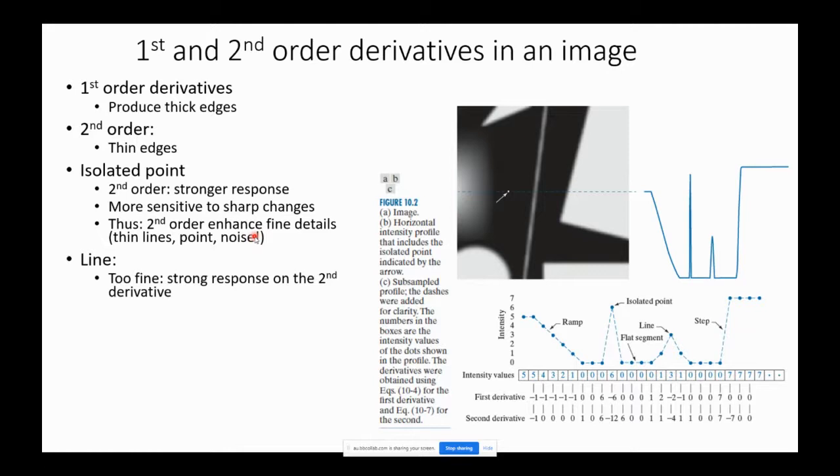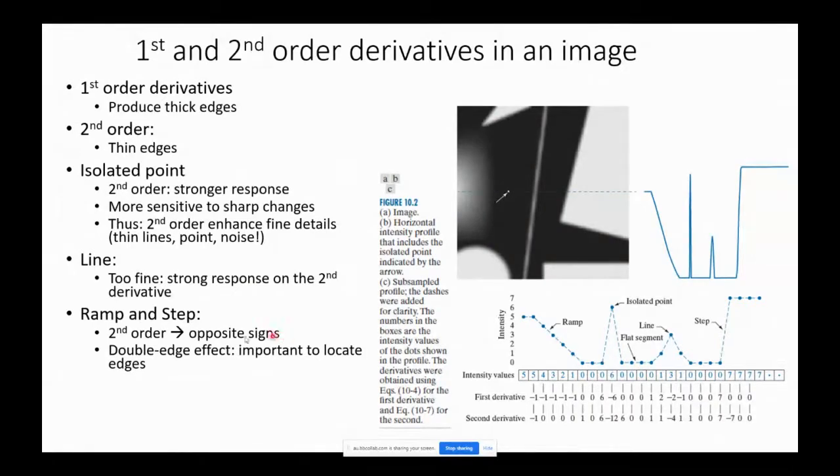If the line is too fine, then you're going to have a strong response for the second derivative, as I've already said. For ramp and step, the second order derivative will have opposite signs, indicating the start of the ramp and the end of the ramp, and also the step, the start of the change and the end of the change. So you see that the step is a very rapid change here. Basically, you just look at the second order derivatives where the opposite signs are.